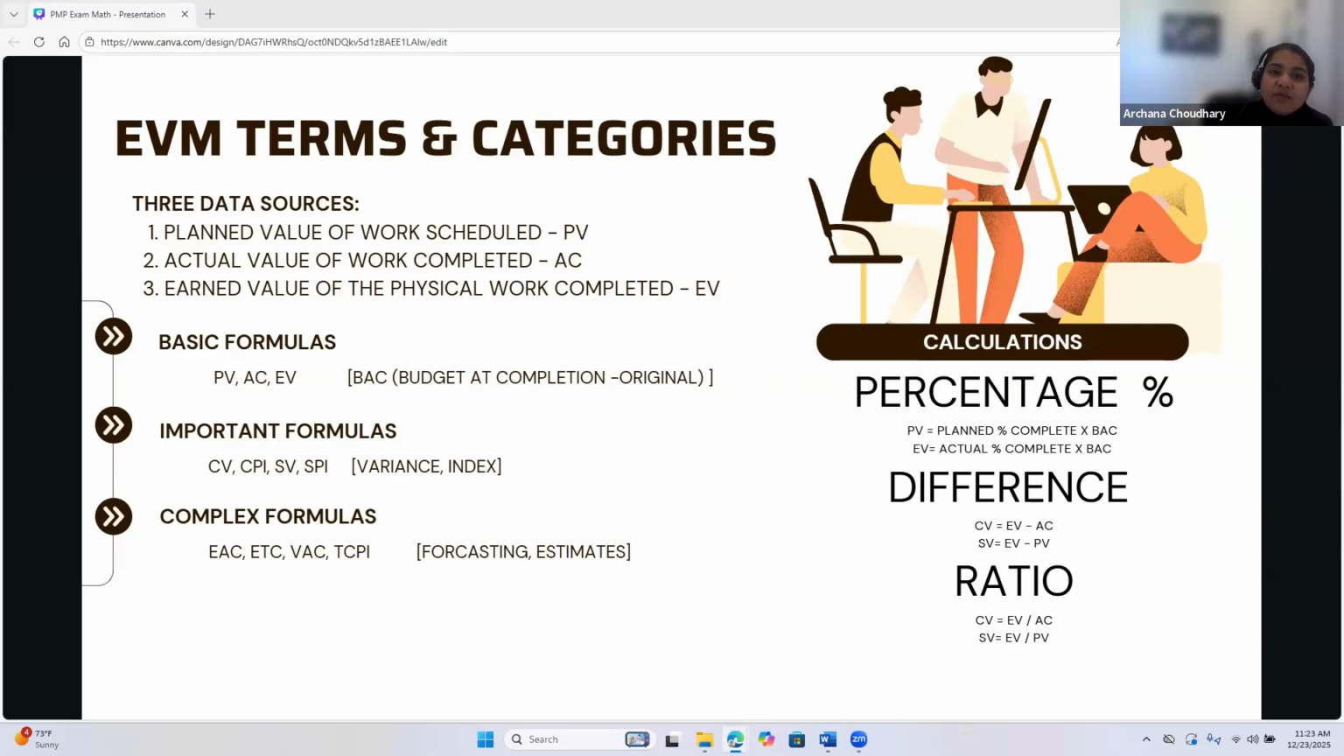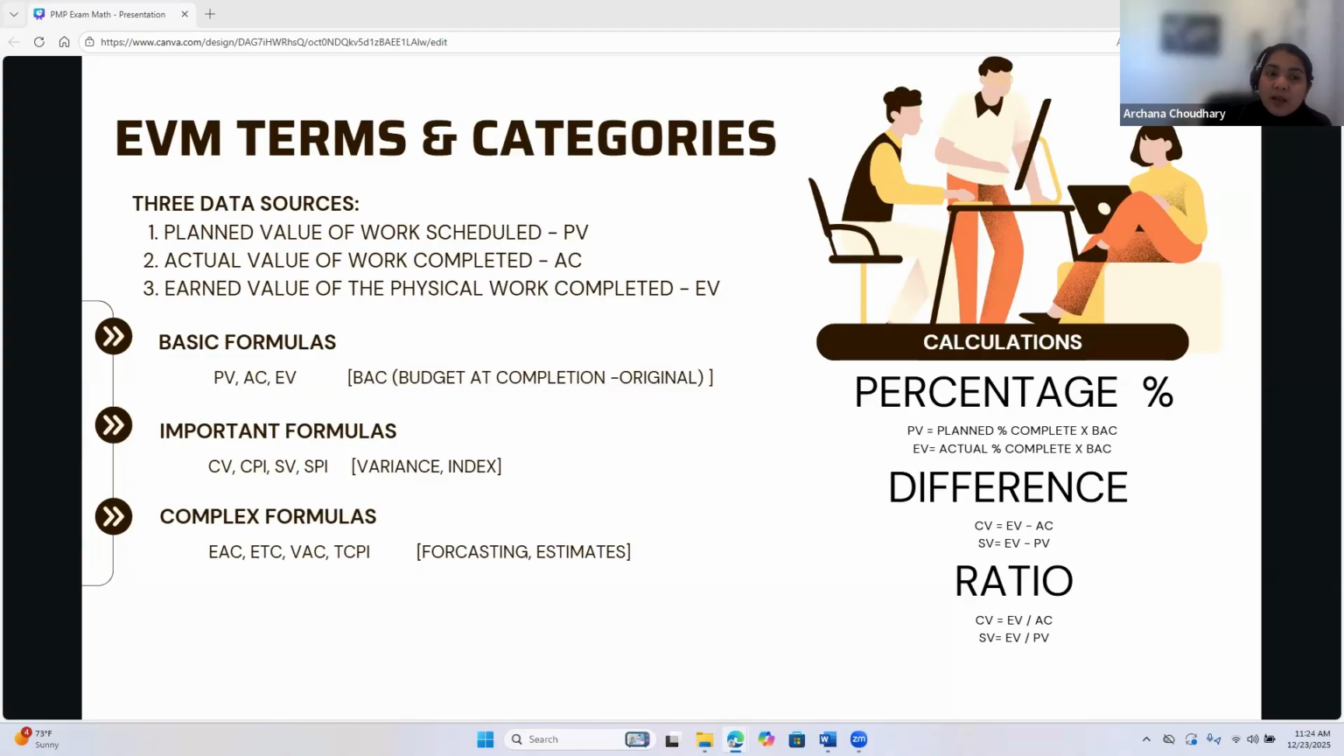Advanced forecasting formulas like EAC, ETC, VAC, and TCPI help predict future project performance and guide management decisions on adjustments needed to complete the project successfully. Understanding these terms and calculations is essential for effective project management and control, and is a key focus area for PMP exam questions. So learn these formulas.